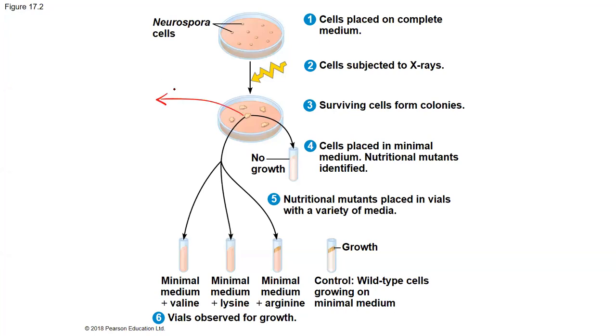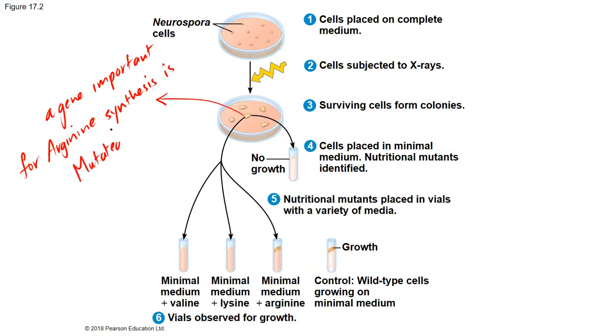So the conclusion is that a gene important for arginine synthesis is mutated. Okay? And that's why these cells cannot grow on minimal media, only in the presence of arginine.